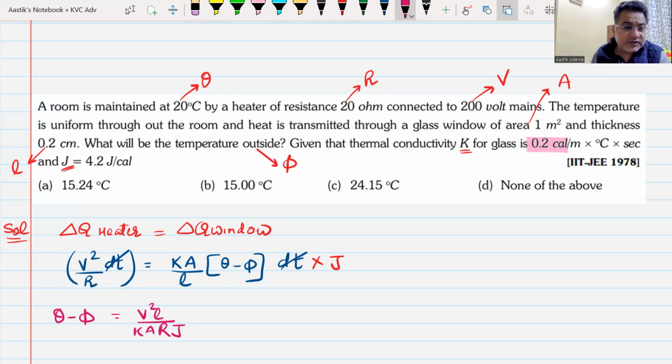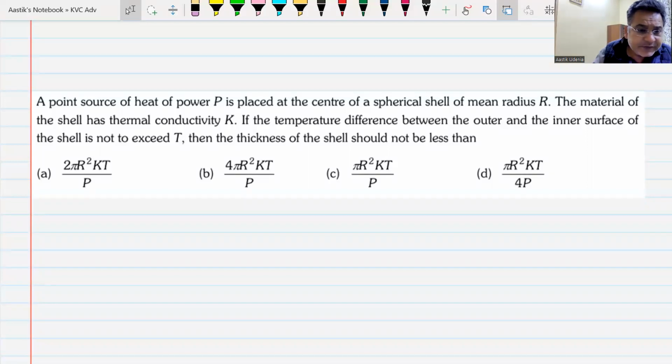So this is the next question. A point source of heat of power P is located at the center of a spherical shell of radius r. The material of the shell has a thermal conductivity K. If the temperature difference between the inner and the outer shell is not to exceed T, the thickness of the shell should not be less than what? I give you 2 minutes to give me the answer.